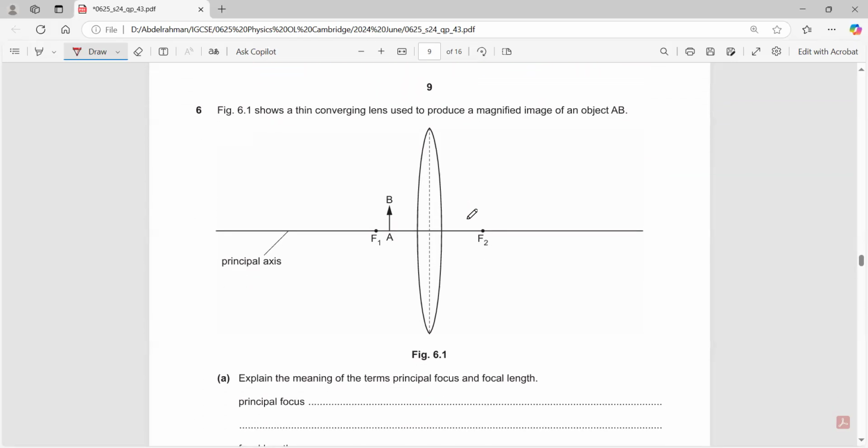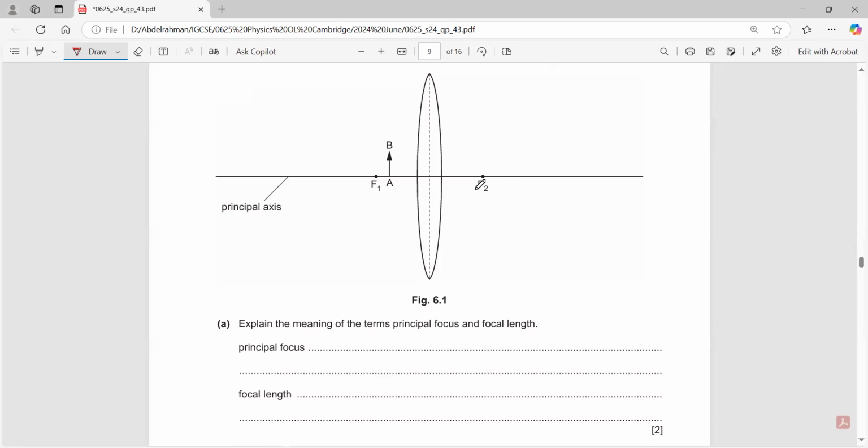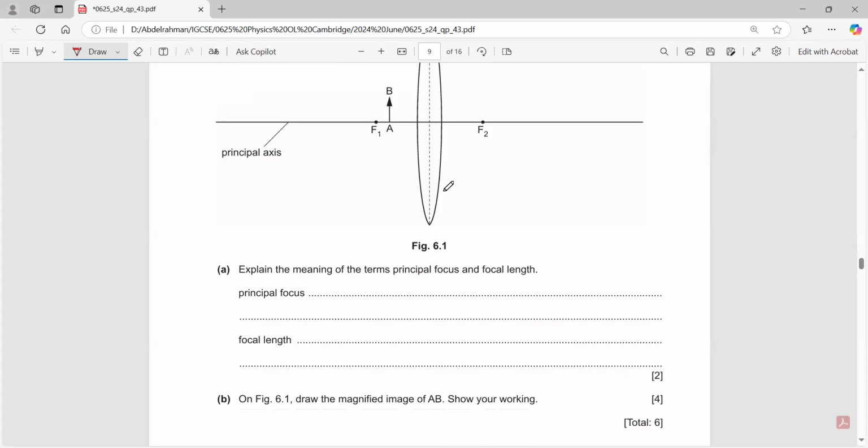Figure 6.1 shows a thin converging lens used to produce a magnified image. Explain the meaning of the terms principal focus and focal length. Principal focus: the rays are focused. Yes, the parallel rays, after they have passed through the lens.